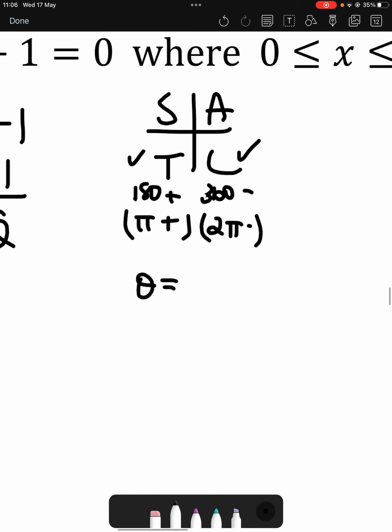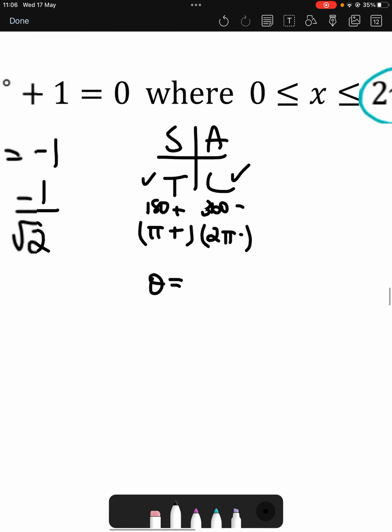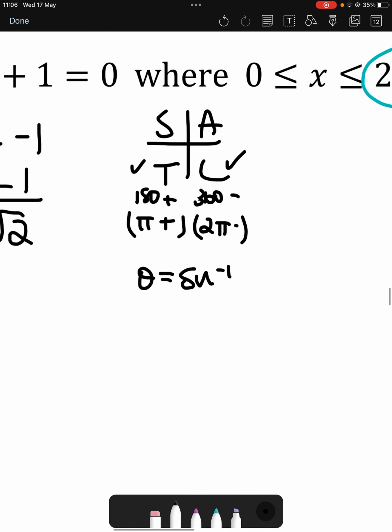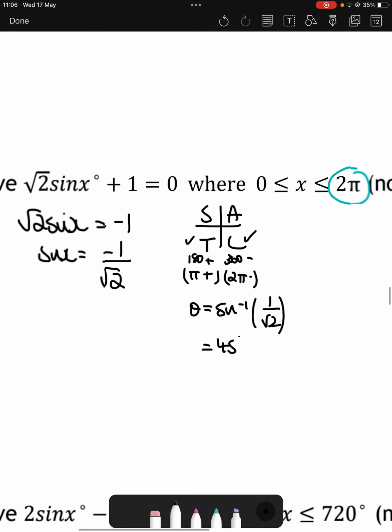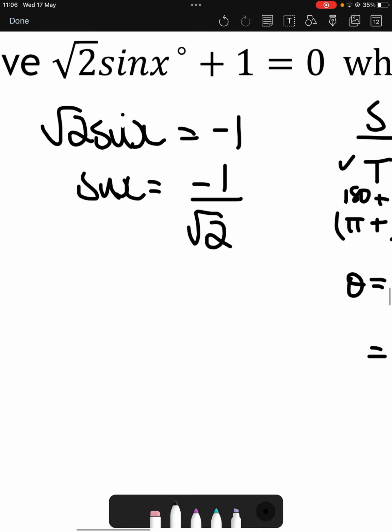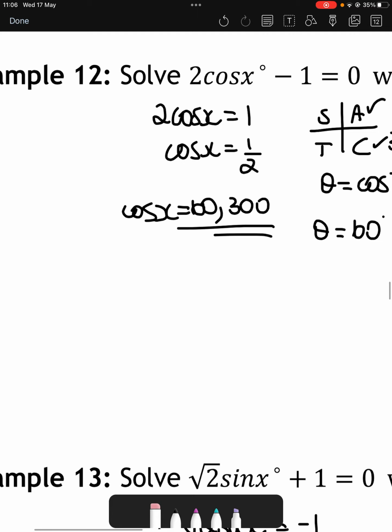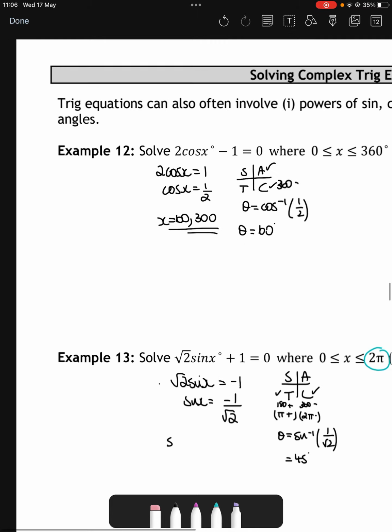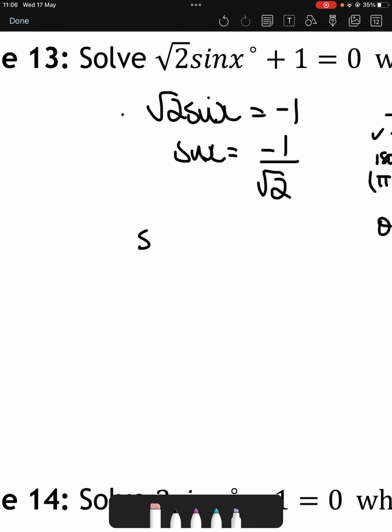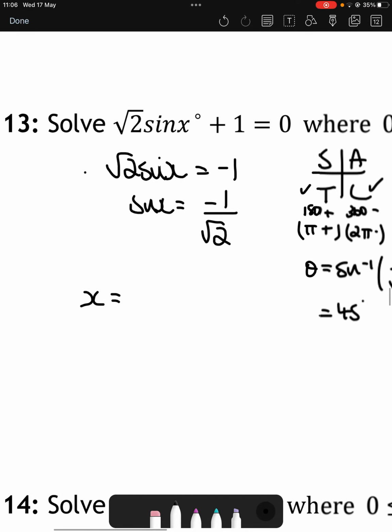So theta is going to be what we do with sine. Sine to the minus 1 of 1 over root 2, and we're going to put the negative in, which is 45 degrees. Okay, which is pi over 4, we'll deal with that after. So let's get our two answers. Oh, I just realised I wrote cos x last time. x, not cos x. Okay, so x is, what've we got? 180 plus 45, so 225. And 360 minus 45, again, you can put this working in if you want, 315.